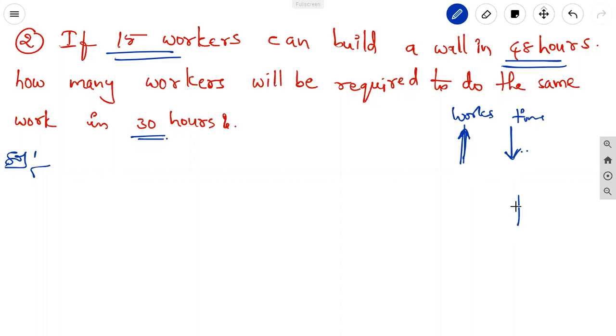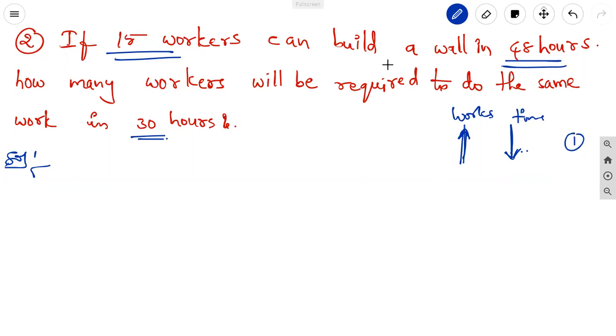Direct means that if the workers increase, the work done increases. But if the workers increase, the time taken for one work is less. That is the difference. So here we are comparing workers with time: if more workers are there, we can complete the work in less time.